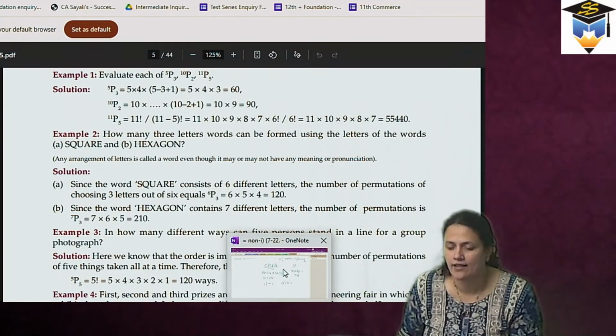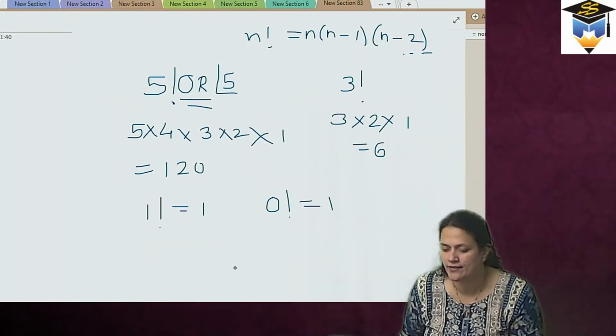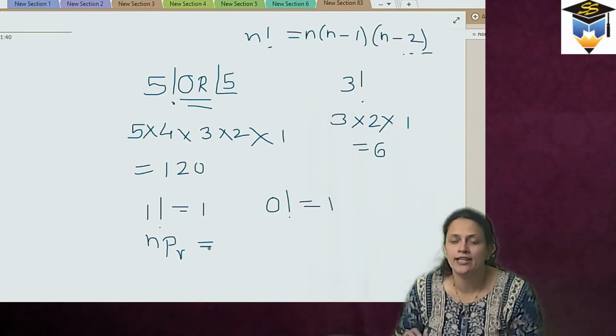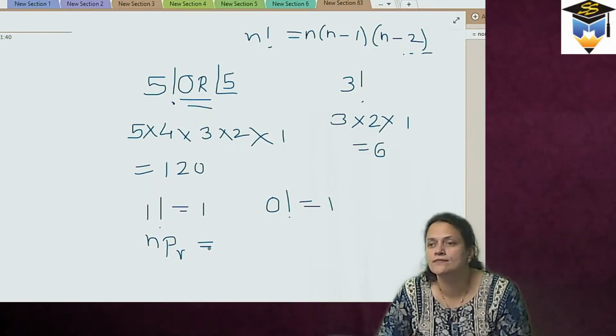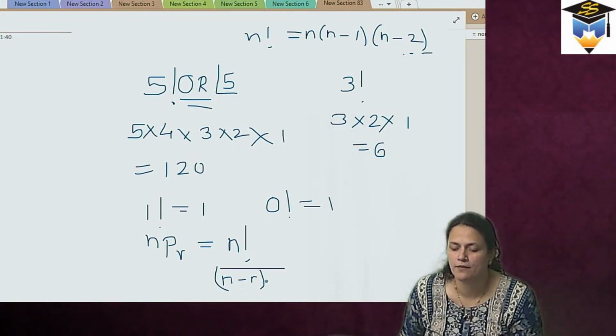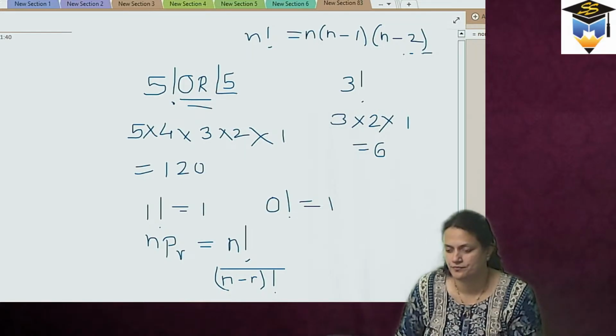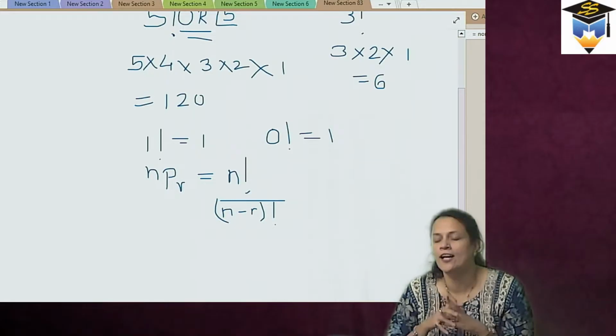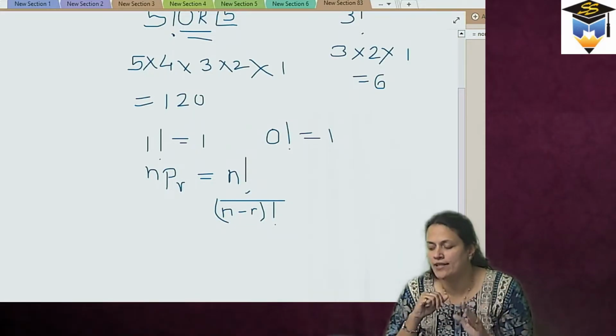So NPR, write down the formula of NPR. NPR is equal to, can anybody tell me the formula from the textbook? N factorial upon N minus R factorial. The formula is given to us as N factorial upon N minus R factorial. Write down this formula: NPR is given by N factorial upon N minus R factorial.